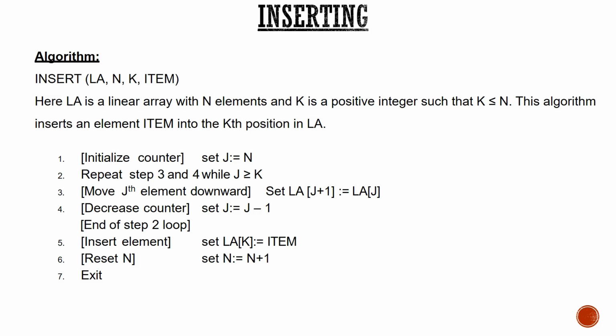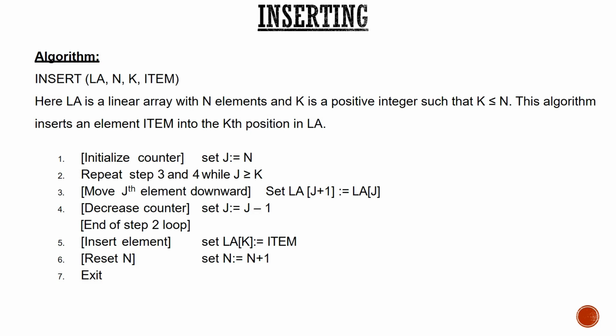How will the shifting be done? The value at j is copied to j plus 1. How to move to the next element? j equals j minus 1. So this will keep on repeating till the condition at step 2 fails. Once that step 2 fails, we will go to line number 5 over there, wherein the element which needs to be inserted is copied to the index value k.